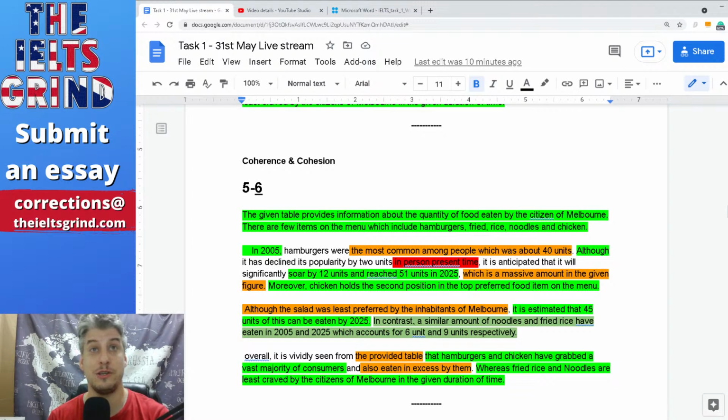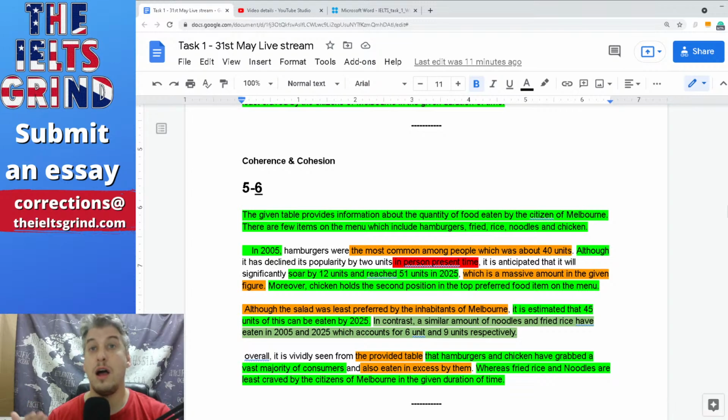This is what you need to do in order to get a good score in coherence and cohesion. So I won't read everything again, but the introduction is good. It does what it needs to do. Nazrin introduces what the data is about, the context. The given table provides information about the quantity of food eaten by citizens of Melbourne. That's good. And they also introduce the idea that there are different types of food.